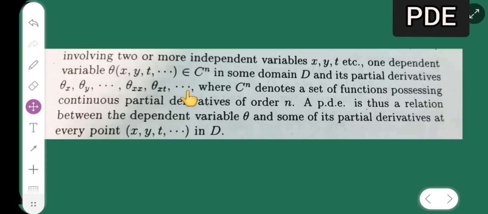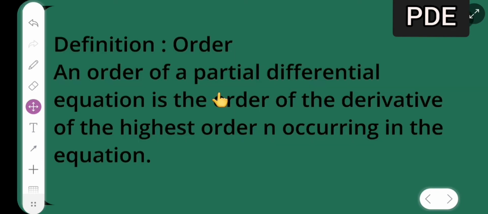This equation involves two or more independent variables x, y, t, etc., and one dependent variable theta of x, y, t, and so on, which belongs to C^n in some domain D, and its partial derivatives theta x, theta y, and so on, theta xx, theta xt, and so on. Now, this C^n denotes the set of functions possessing continuous partial derivatives of order n. A PDE is thus a relation between the dependent variable theta and some of its partial derivatives at every point x, y, t, and so on in D. That is the domain.